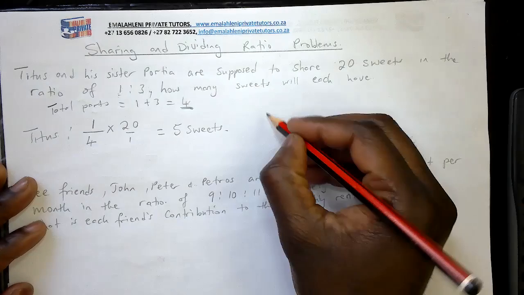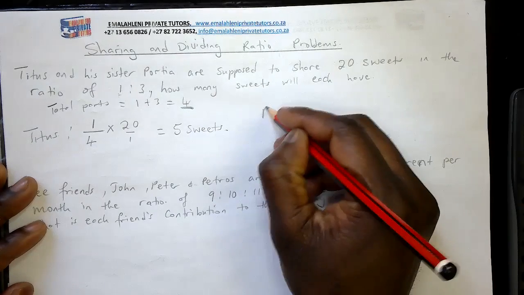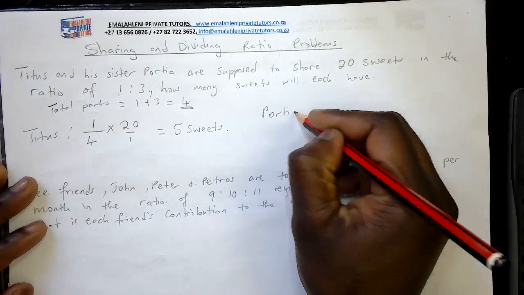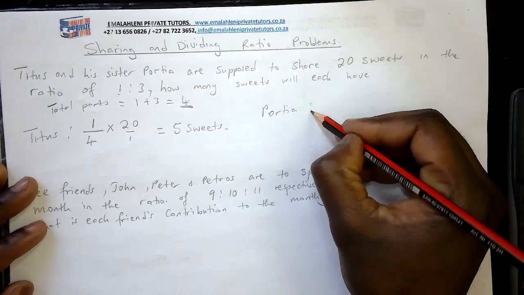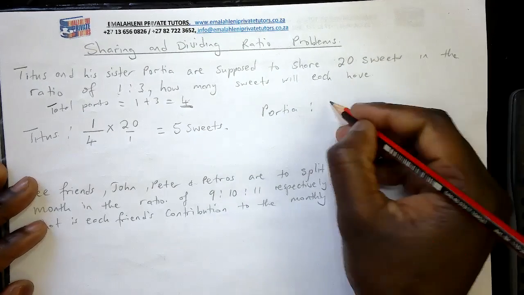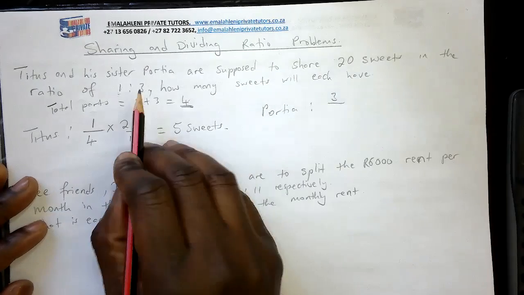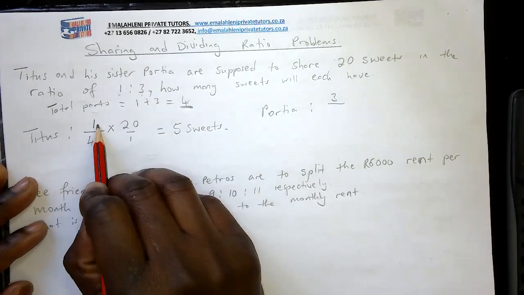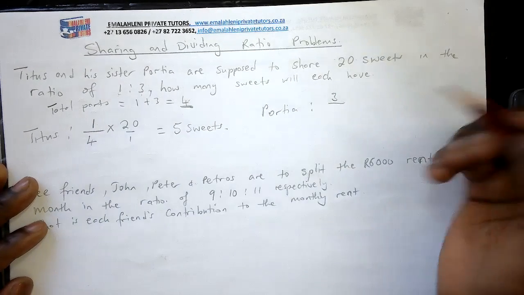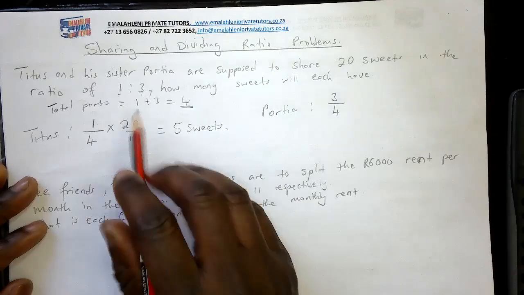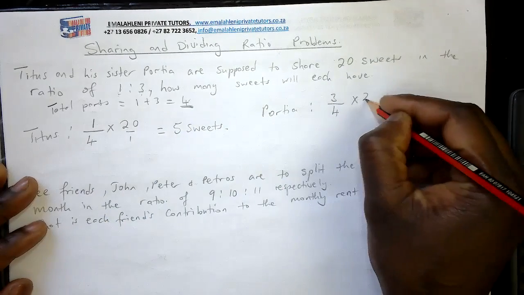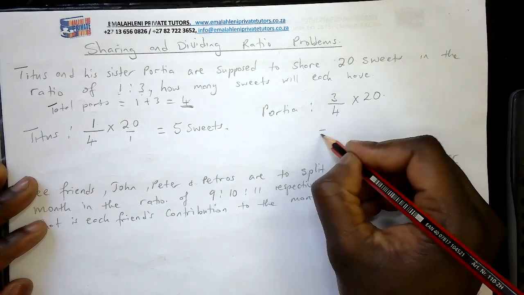Then you move on to Sister Portia. Now, I want to see how many the sister will get. So we know that it's going to be 3, because she's getting 3 parts. Here he's getting 1 part. She's getting 3 parts out of how many? Out of 4 parts, which is the total here, times 20. Then what do we get there?